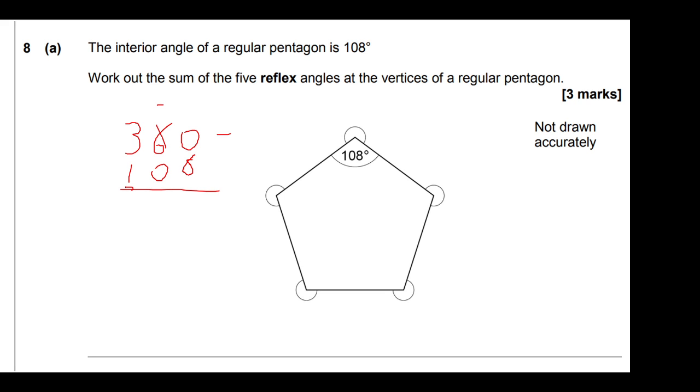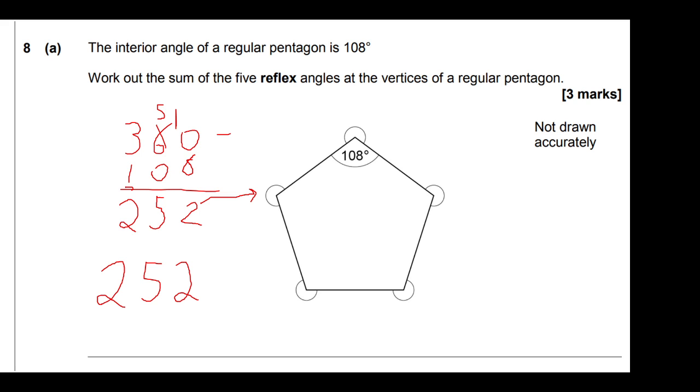I need to borrow 1 from there. That becomes 5. 10 take 8 is going to be 2. 5 take nothing is going to be 5. And then 3 take 1 is going to be 2. So that's the size of one reflex angle. We've got 5, so we're going to do 252 times that by 5.